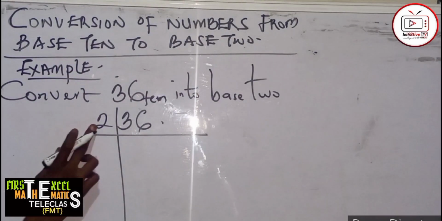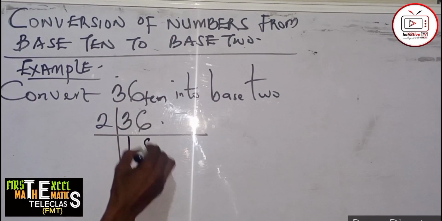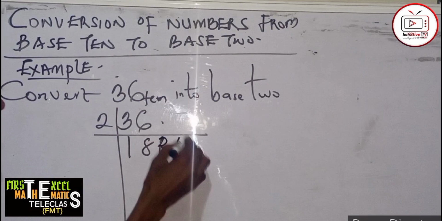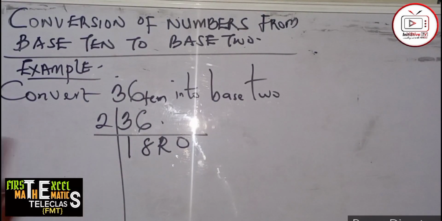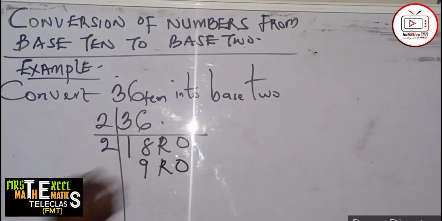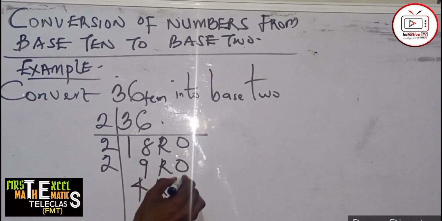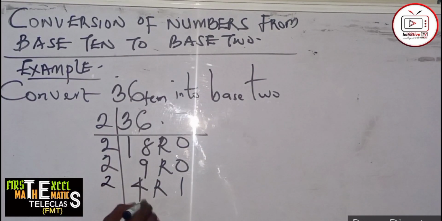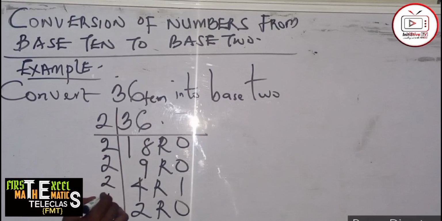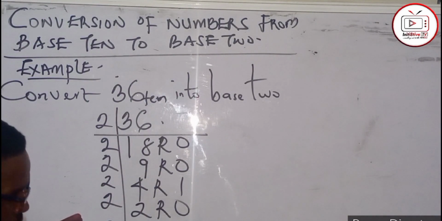Now let's go this way. 2 in 36, we have 18 remainder 0. I will continue dividing by 2. 2 in 18 we have 9 remainder 0. 2 in 9 we have 4 remainder 1. 2 in 4 we have 2 remainder 0. 2 in 2 we have 1 remainder 0. And 2 in 1 is impossible. Because it is impossible I'm going to have a 0 remainder.